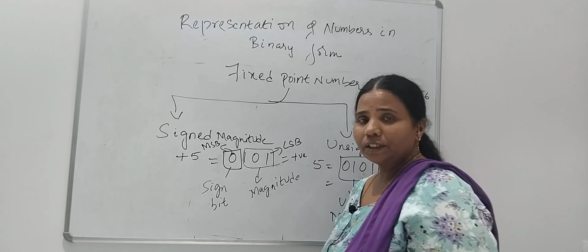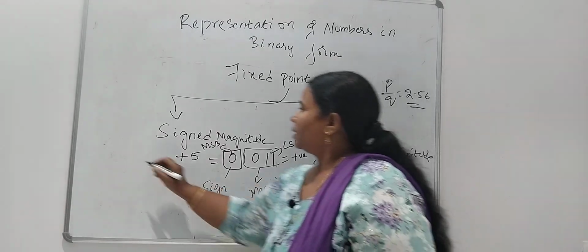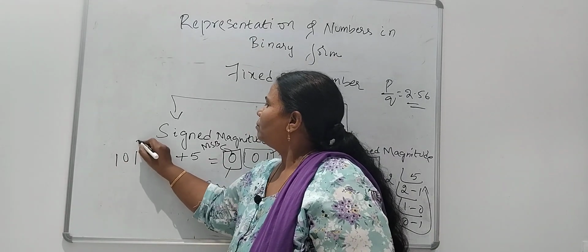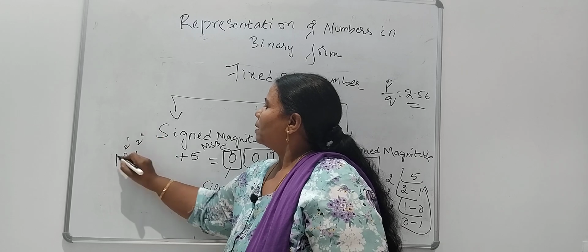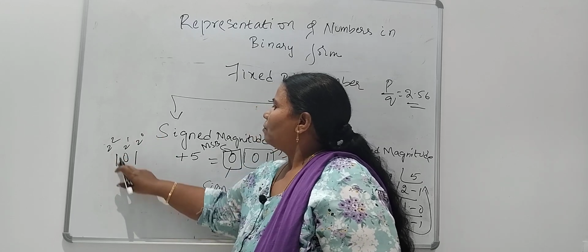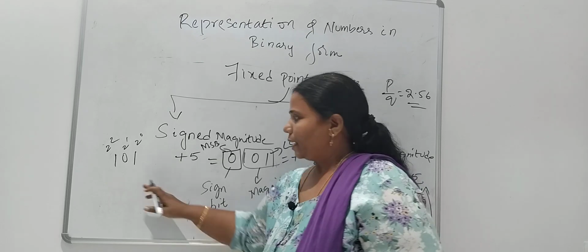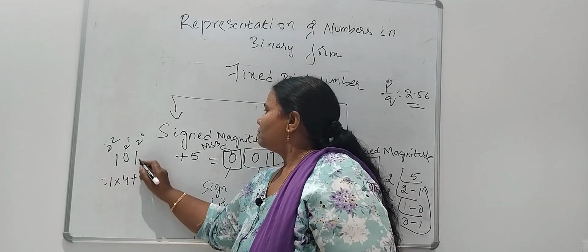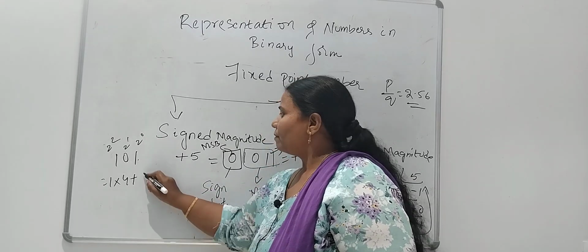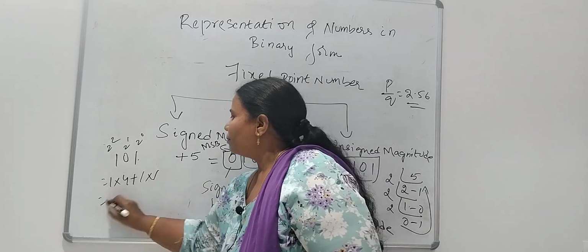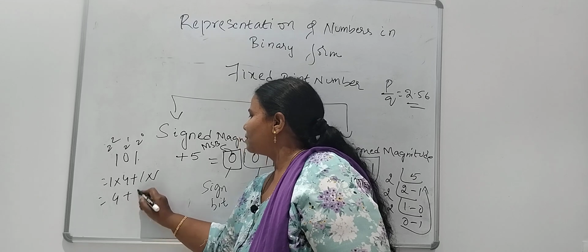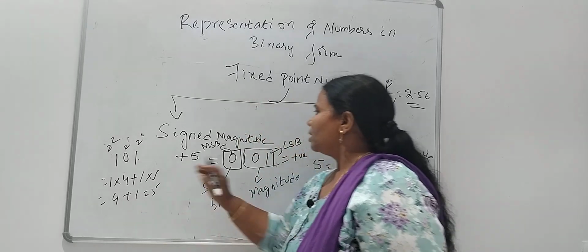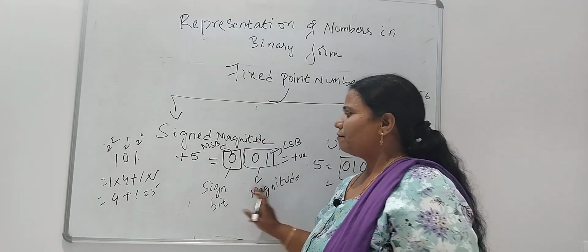101 is equal to how much here? If you take 101 in decimal form, 2 to the power of 0, 2 to the power of 1, 2 square. Whatever the 1s are there, you take and add. 1 into 2 square, that is 4, plus 1 into 2 to the power of 0, which is 1. So how much are you going to get? 1 into 4 is 4, plus 1, which is equal to 5. So in this one, this is representing the 5 value.